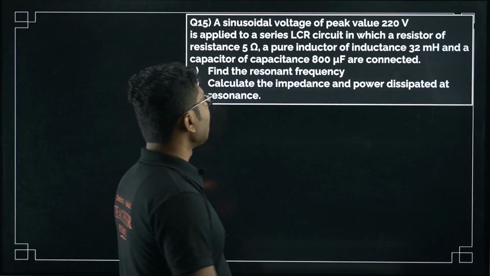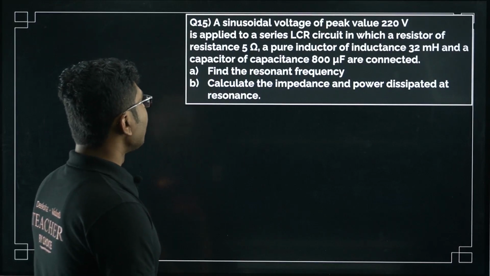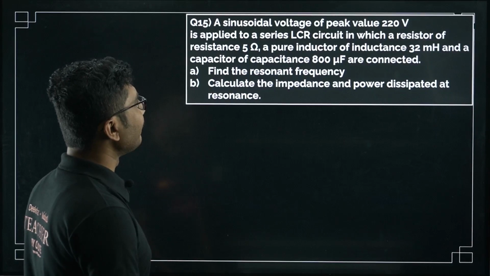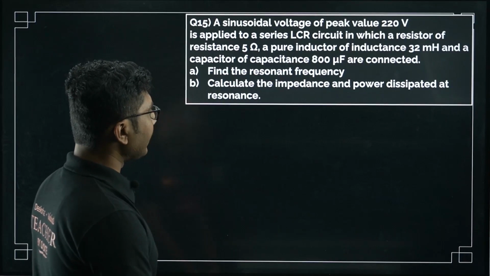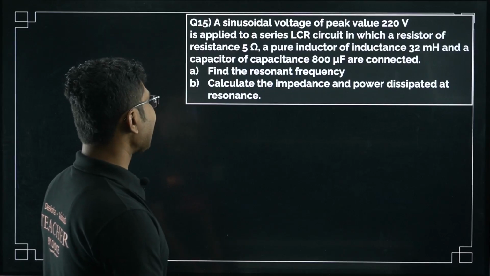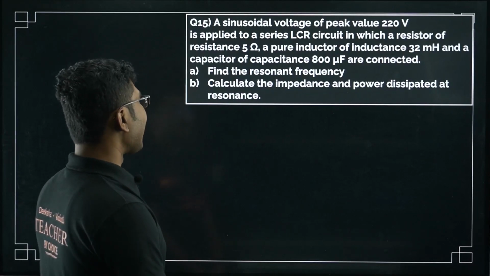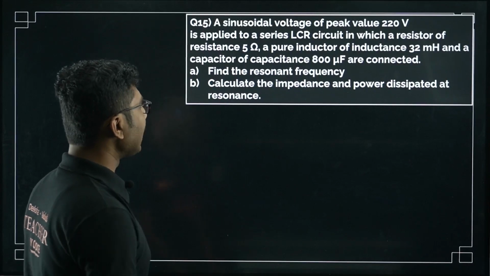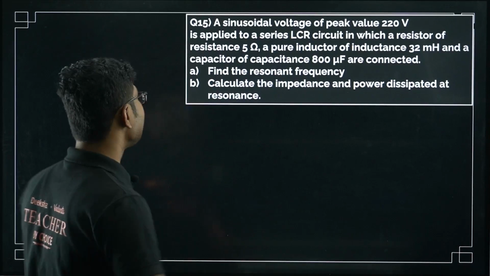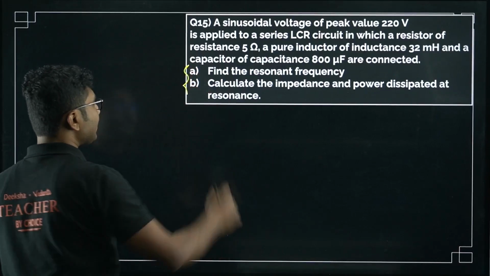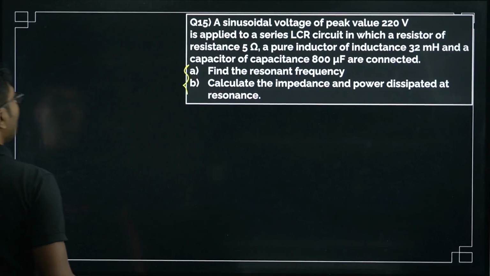A sinusoidal voltage of peak value 220 volt is applied to a series LCR circuit in which a resistor of resistance 5 ohm, a pure inductor of inductance 32 millihenry and a capacitor of capacitance 800 microfarads are connected. Find the resonant frequency, and calculate the impedance and power dissipated at resonance. This is the most commonly asked question, but it is the easiest amongst all the problems that we have solved. How to do that?